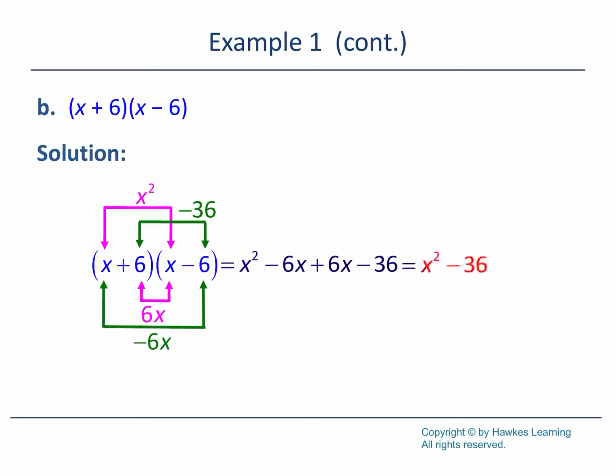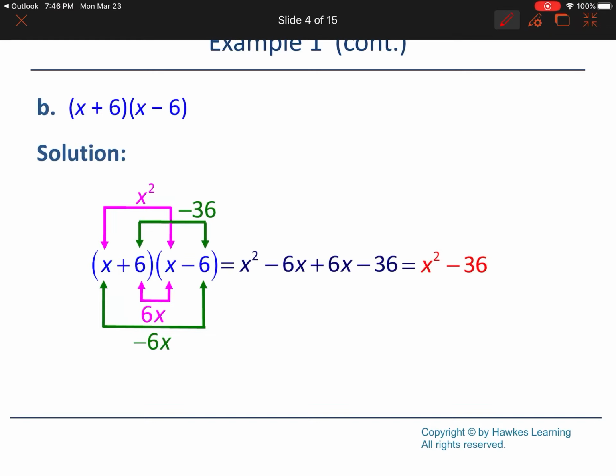You notice that this time we have 2 parts, right? It's a binomial. The answer is a binomial. In the previous one, we had a trinomial, right? And this time, it's a binomial. And that's because these middle 2 terms canceled each other out. They added up to 0. That's always going to happen when we have a sum and difference. The middle term is always going to cancel each other out.